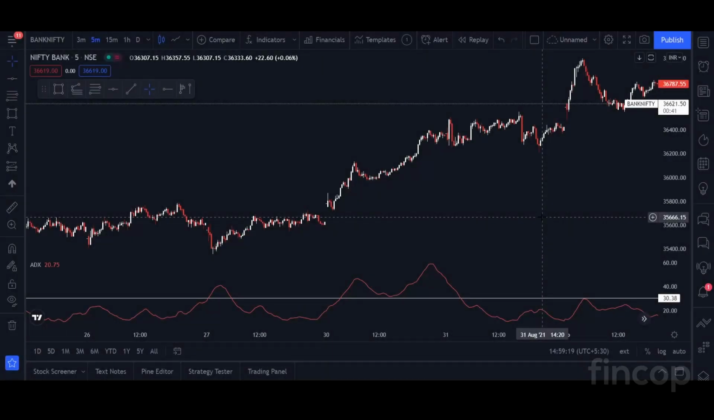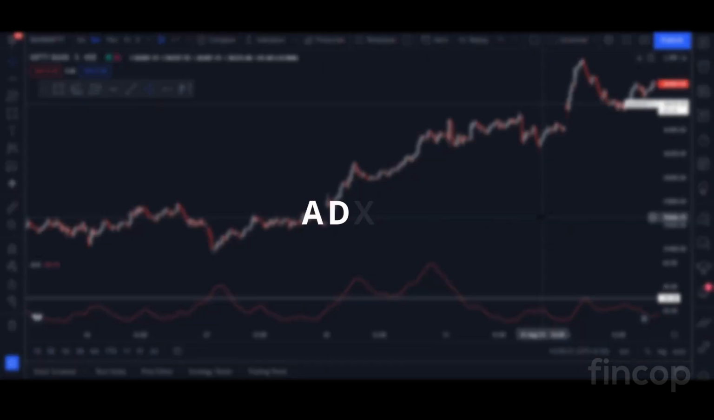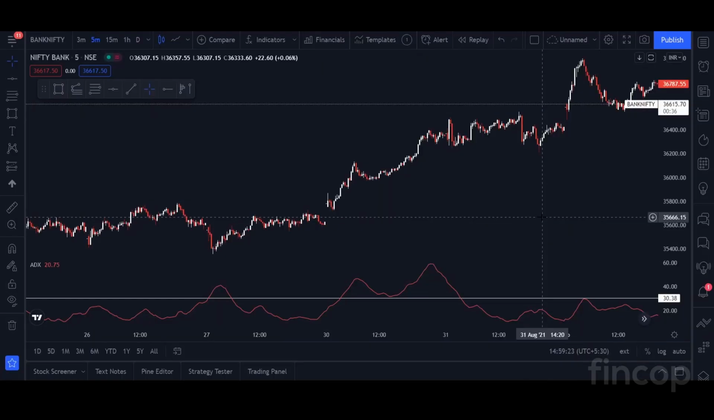The next indicator on the list is the ADX. ADX stands for Average Directional Index. So we will be using this on the highly volatile indexes of India, that is Bank Nifty and Nifty. You can use it on either of these.